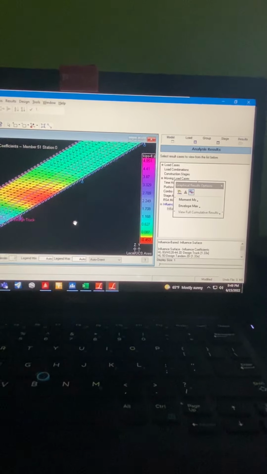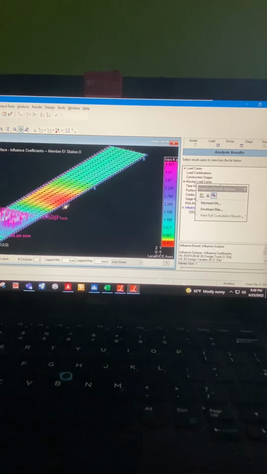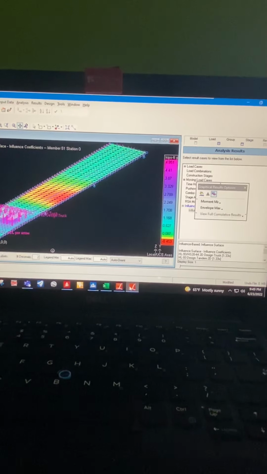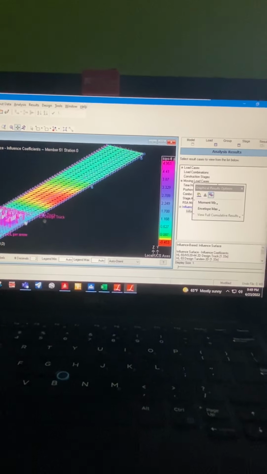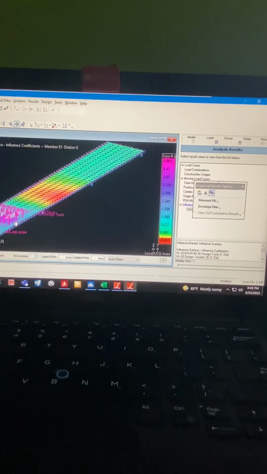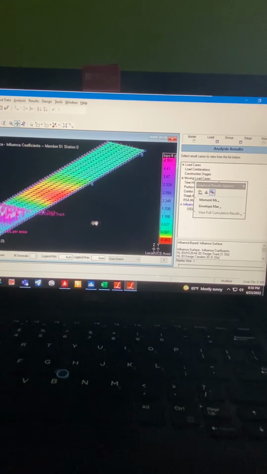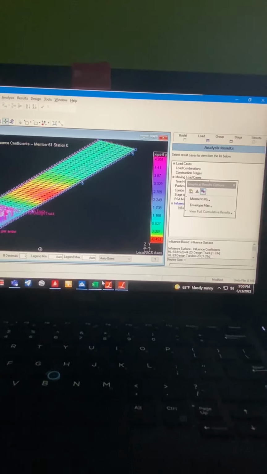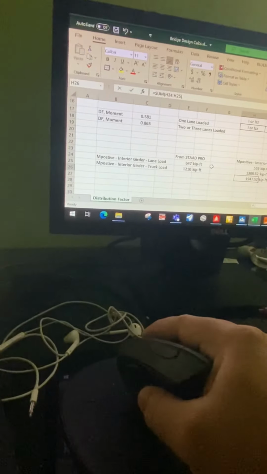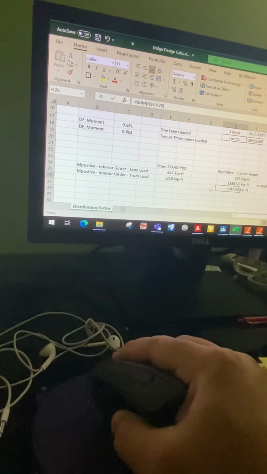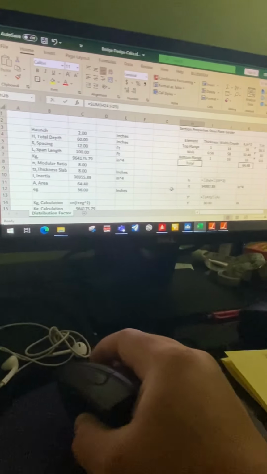So the bridge geometry is basically a three-span continuous, 100 foot in each span. What we're trying to achieve here is to get the maximum positive bending moment, and make a comparison of what the positive bending moment is in 3D as compared to 2D analysis, calculating the distribution factor and getting the final moment for the positive bending moment. So we start with the section property.